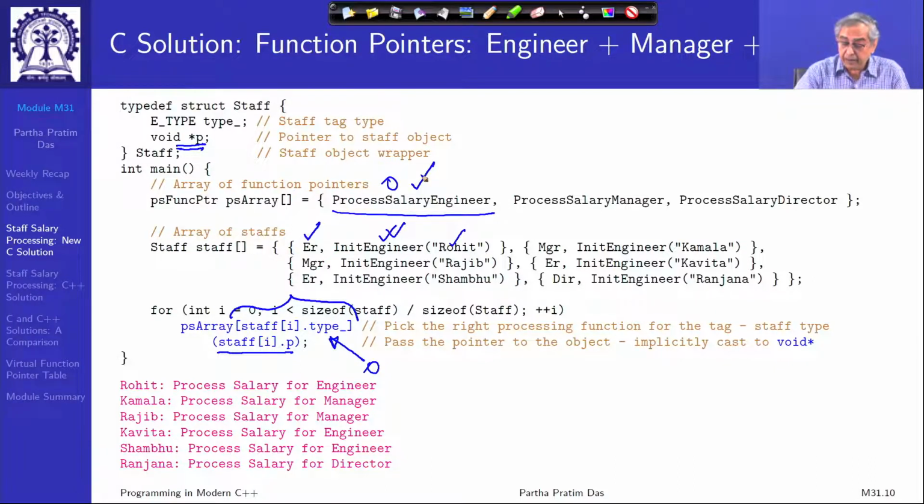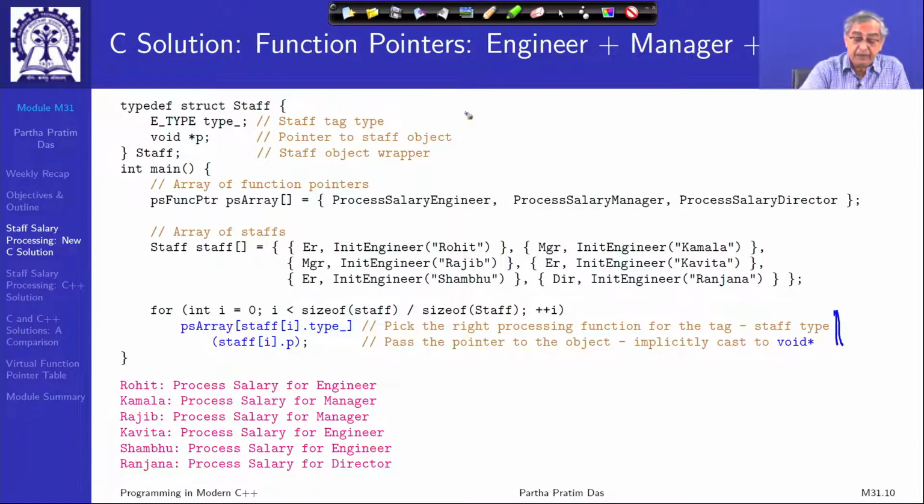When I go to the next one, for Kamala, my type is MGR. So, my type value here is 1, which means that I will pick up this function which resides at 1. So, the manager's function will be called with a pointer to Kamala's record and so on. So, you can see that the biggest additional advantage here is that not only have we unified this, getting rid of the union, we have a nice array of function pointers, and this has become a single line of code instead of all that switch I was having.